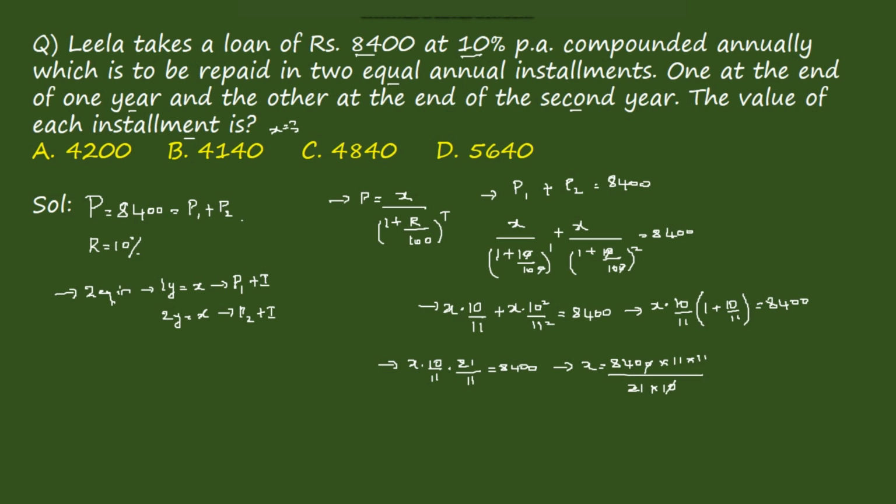3s are 7s are 21, and 8400 divided by 21 becomes 280. Again, dividing by 10 gives 40. So 40 into 11 into 11, that is 40 into 121, which is equal to 4840. So the x value is 4840. So the value of each installment is option C.